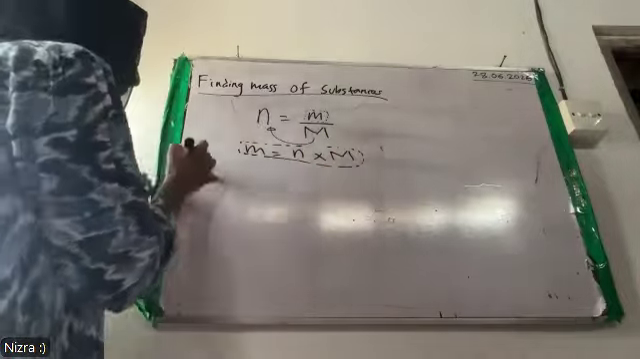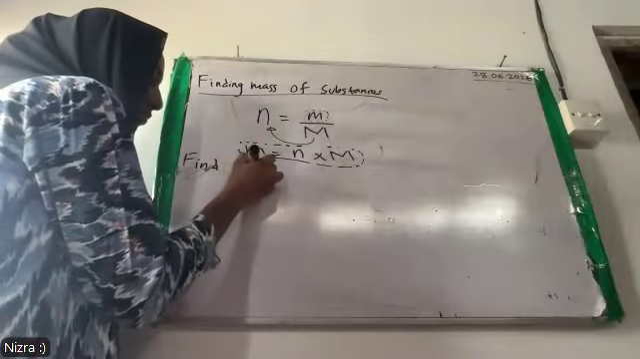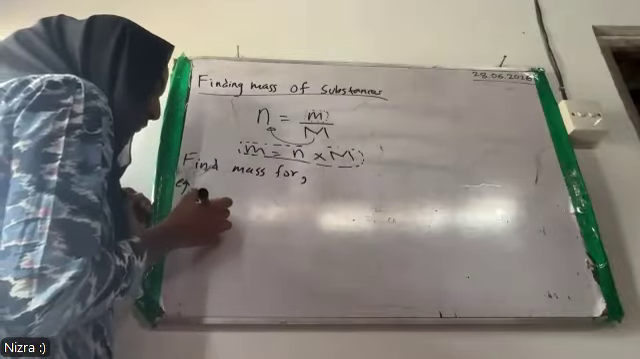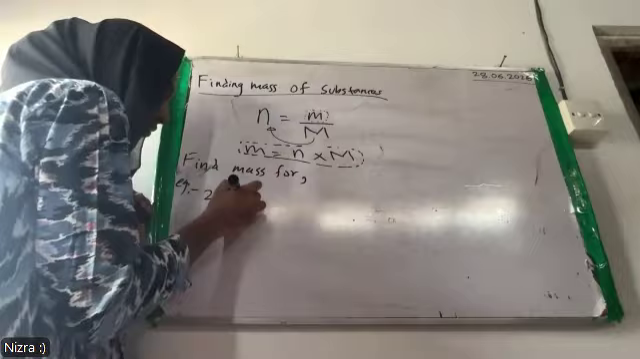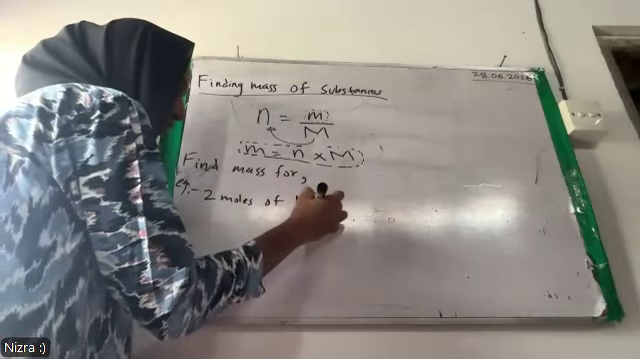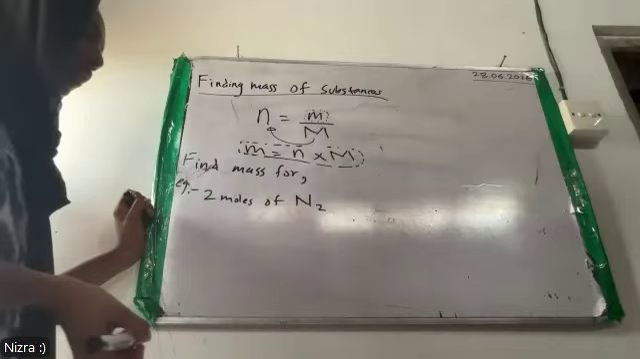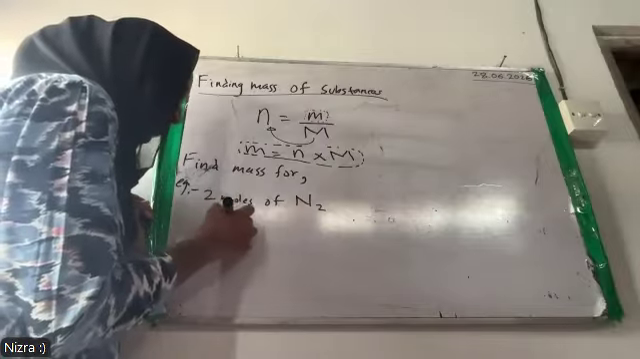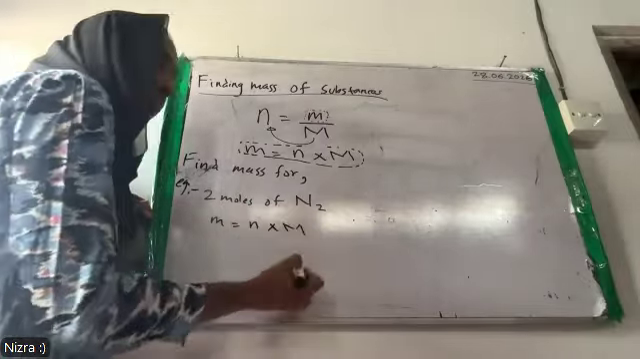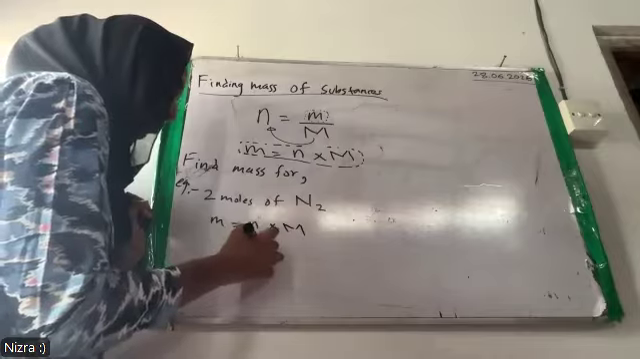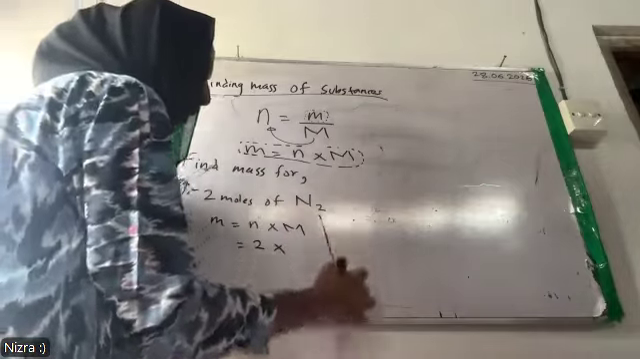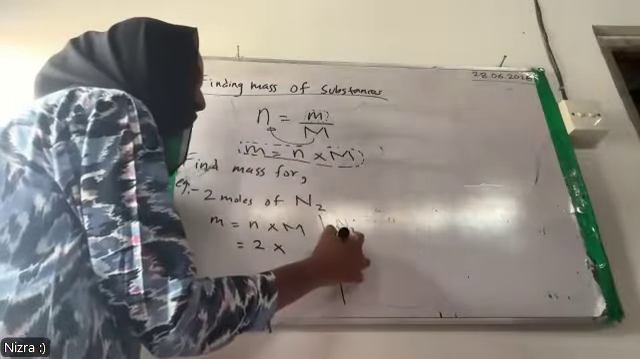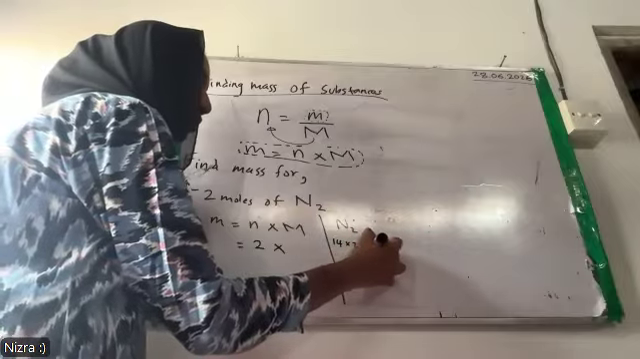So let's see the first example. I'll take 2 moles of nitrogen gas, N2. Now I have to find the mass of 2 moles of N2. Okay. Then mass is equal to what? Moles into molar mass. Now moles they have already given here, 2 moles. What is the molar mass of nitrogen? Now nitrogen, how many nitrogen atoms do you have? There are 2. So 1 is 14. Okay. 14 multiplied by 2 is 28.